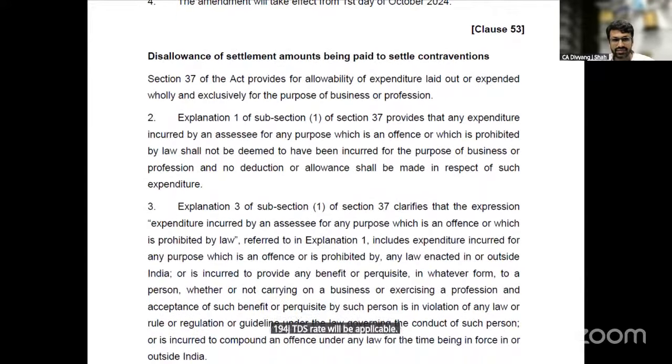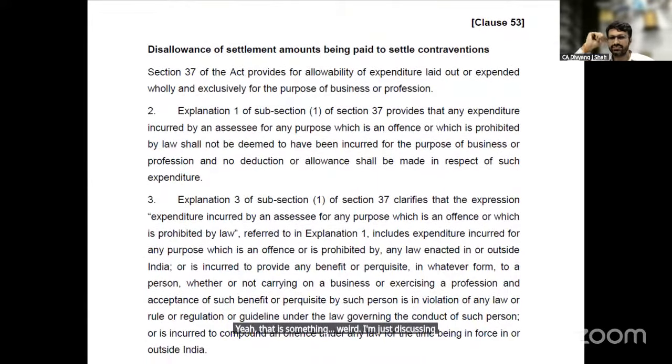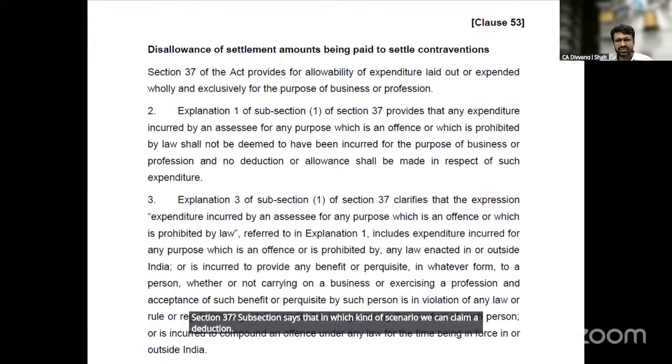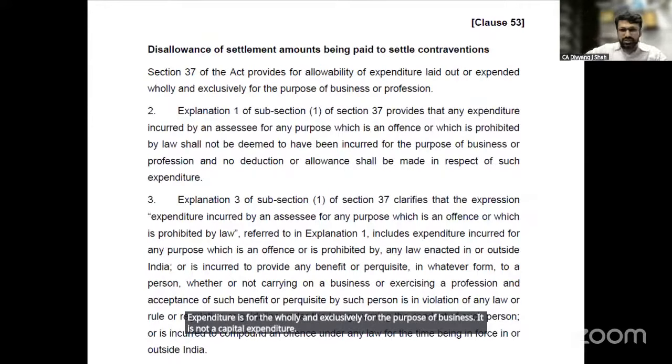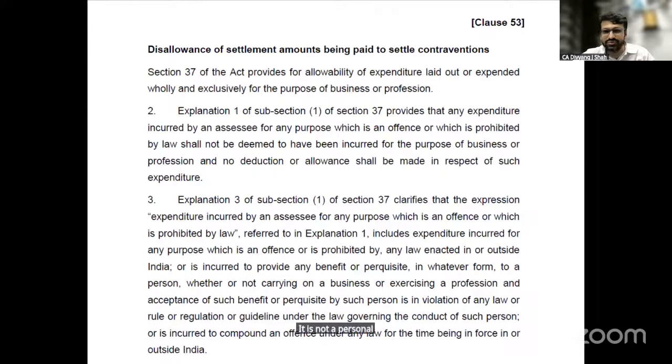Now that is something weird. I'm just discussing section 37. Section 37, subsection 1 says in which kind of scenario we can claim a deduction if it is for the purpose of business. So conditions are there. Expenditure is wholly and exclusively for the purpose of business. It is not a capital expenditure. It is not a personal expenditure and so on.